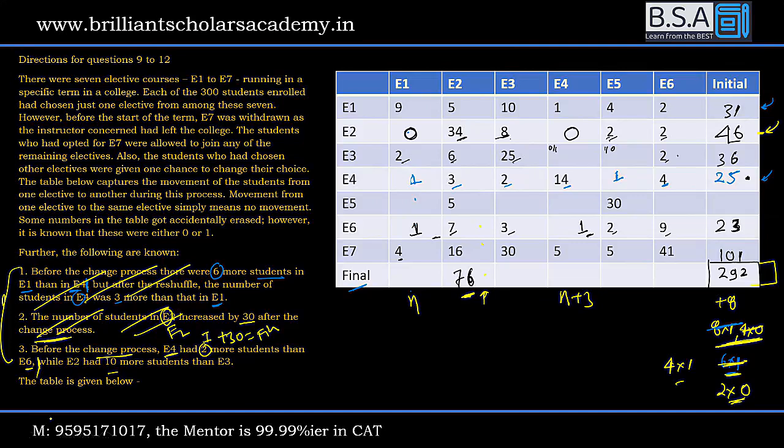Total students, all of them are 300. So you see vertically there are 1, 2, 3, 4, 5, 6 numbers. This is missing. So once you subtract the other numbers from 300, you can find the missing value. 300 students minus the first number 31, minus 46, minus 36, minus 25, and minus 23. The last number is 101. That means this number must be 38.